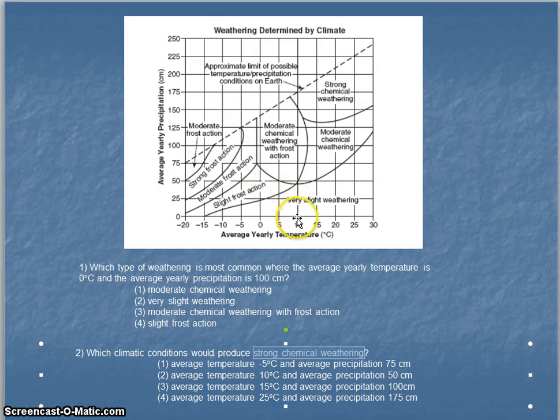So come over here to 10, up to 50, and we're on the cusp of moderate chemical weathering and moderate chemical weathering with frost action. Keep moving up to 15, all the way up to 100. That's your moderate chemical weathering. And if we keep going up to 25, up to 175, we can see the strong chemical weathering. So the answer for us would be choice 4.